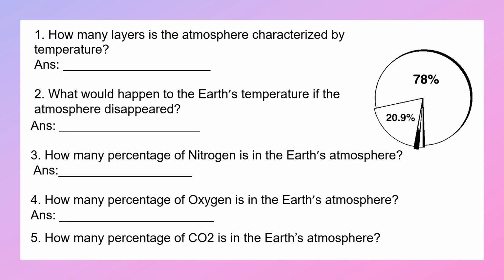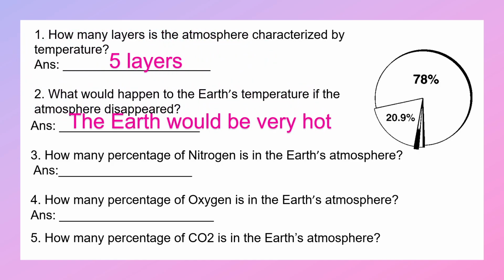Number 1 question. How many layers is the atmosphere characterized by temperature? Okay, so we have 5 layers of the atmosphere. Number 2. What would happen to the Earth's temperature if the atmosphere disappeared? Yes, the Earth would be very, very hot. Next, number 3. How many percentage of nitrogen is in the Earth's atmosphere? The answers are in the picture. Correct. It's 78%.